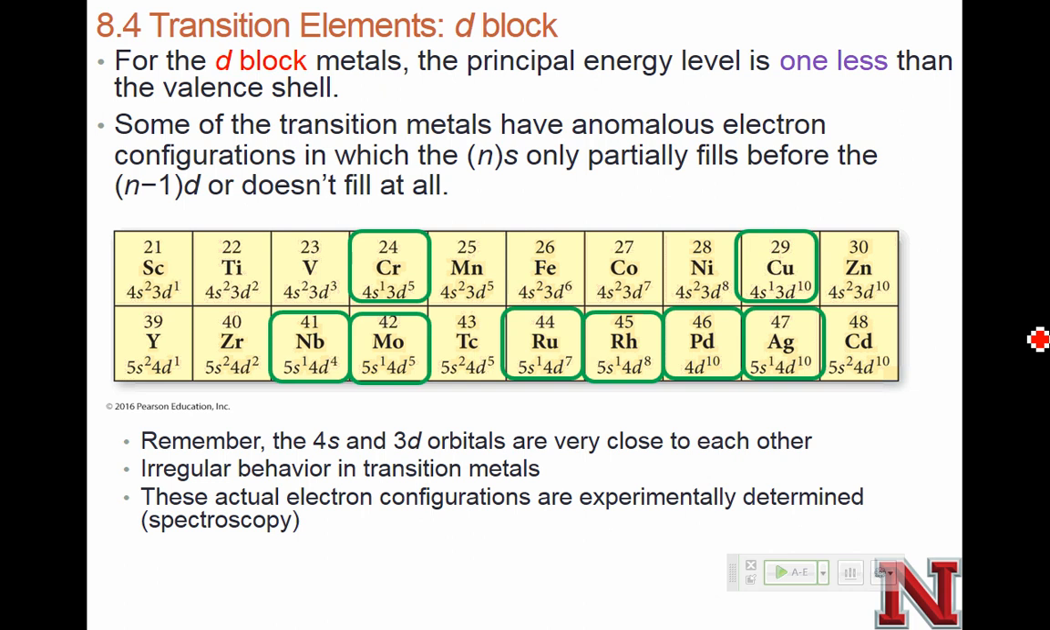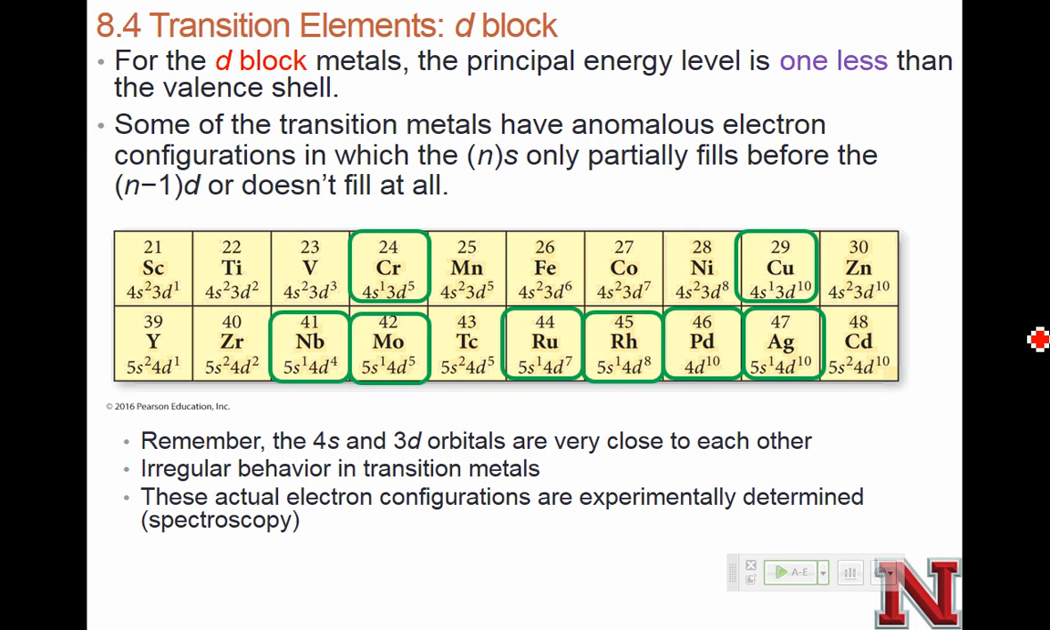The answer is experimentally we know it fills that way. That's not predictive. It has been experimentally shown that it does in fact fill that way. That's why we have transition metals, this irregular behavior.